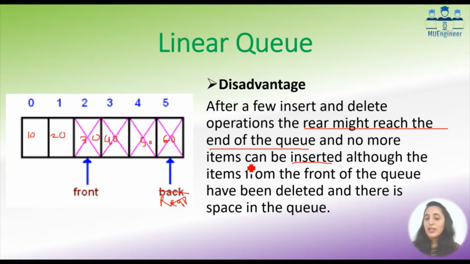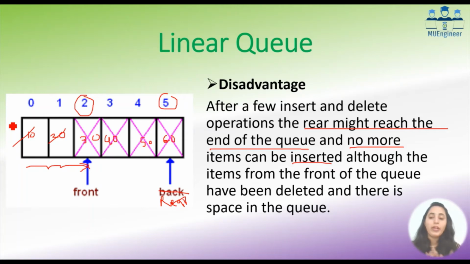Rear is equal to 5, so my queue is full, and I cannot do any insert operations. Although items from the front of the queue have been deleted, for example 10 and 20 got deleted, so my front moved ahead. Now my front is at value 2 and rear is at value 5. Ideally I can see there are 2 empty blocks in my array. But can I add a new item there? No, because the rule says rear must be incremented by 1, and for that increment, my array size has ended.